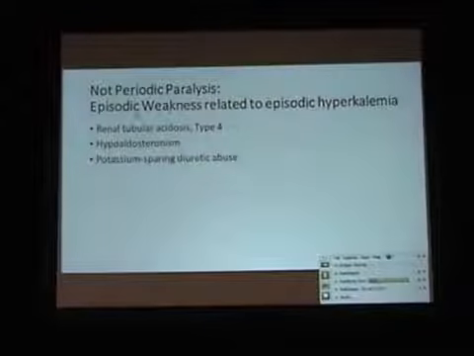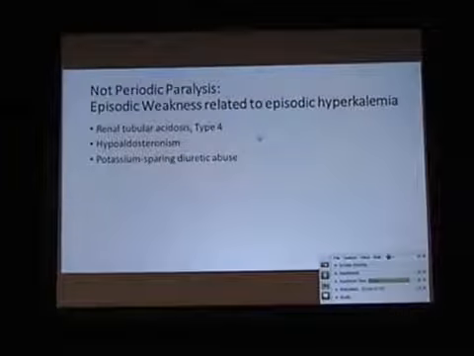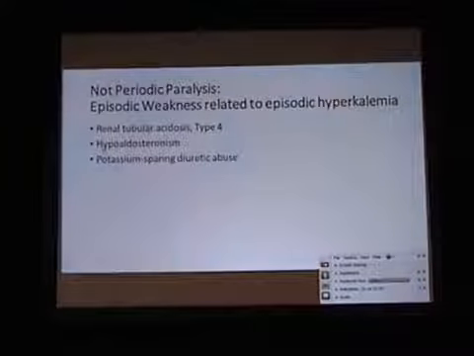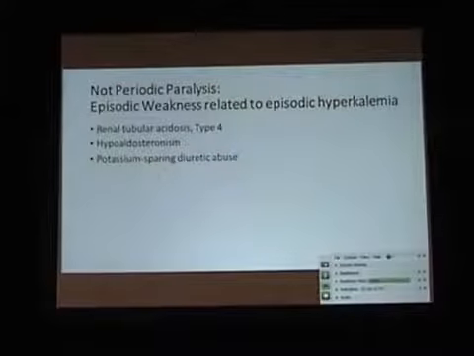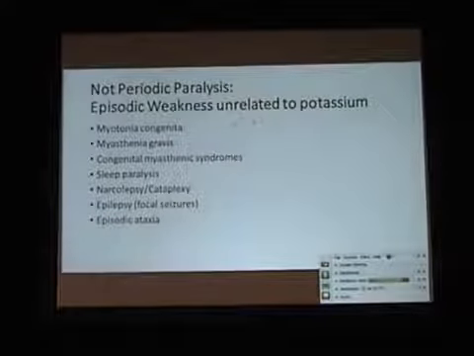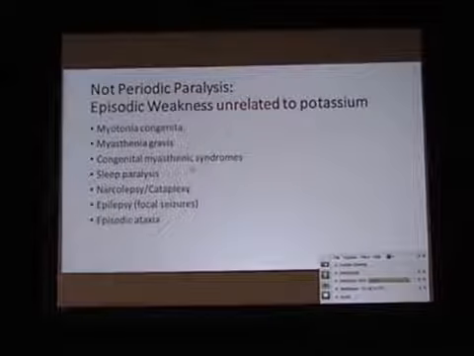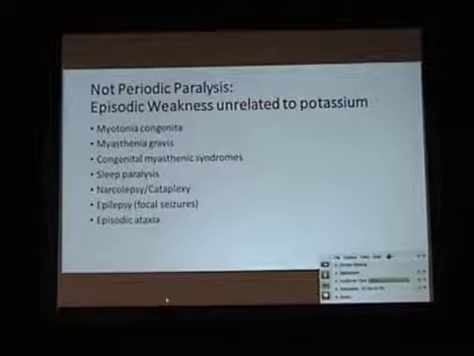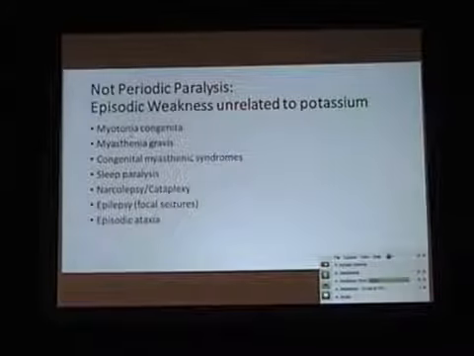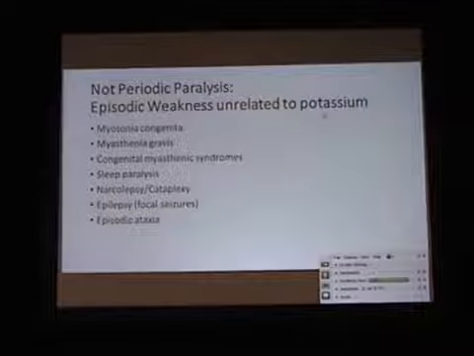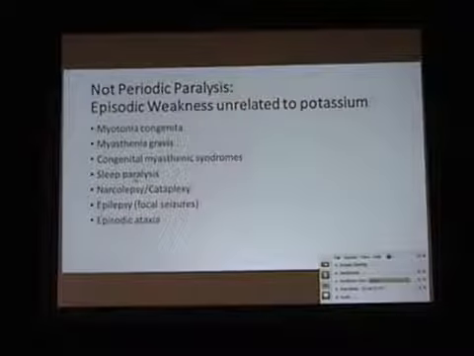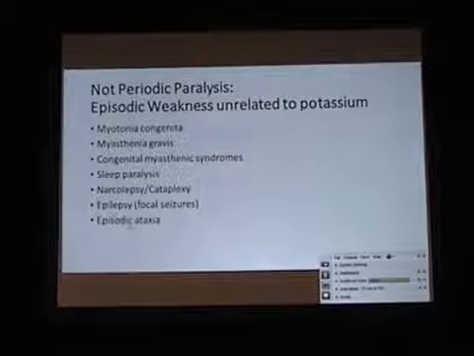If you have episodic weakness related to episodic hyperkalemia, you could think about a handful of things: something called renal tubular acidosis type 4, hypoaldosteronism, and again, potassium-sparing diuretic abuse. If it's episodic weakness unrelated to potassium, well then there's a bunch of neurologic conditions, and this is where I fall down, no pun intended, because I'm a dermatologist and not a neurologist. Myotonia congenita isn't necessarily related to potassium, but of course we have someone in the room where it is related to potassium. Myasthenia gravis, sleep paralysis, narcolepsy, epilepsy, and episodic ataxia.